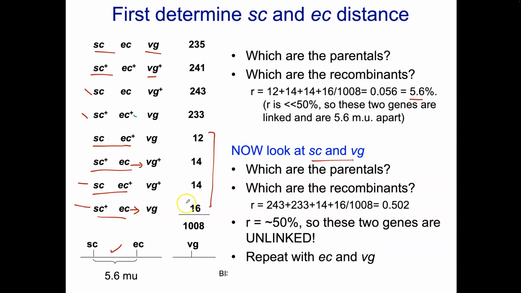And so if you add them all together, you'll see that it comes to like 50%. If we see an R value of 50%, then we will conclude that those genes are not linked. And for your own sake, you should repeat that with echinus and vestigial, and you will find that you get the same. The exact numbers you use are slightly different, but you're going to get something that looks like it's around 50 map units, and that would mean they're actually not linked to each other.